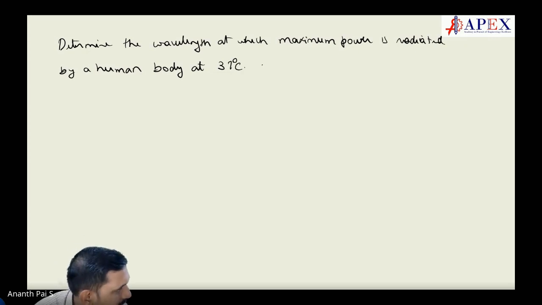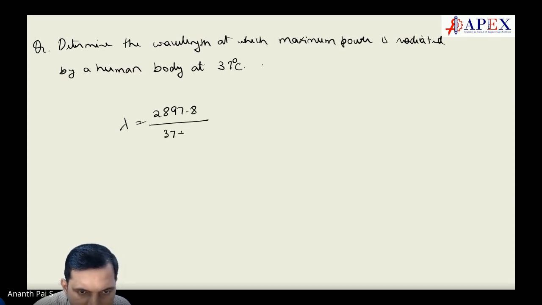37 degrees. Okay. Question. How do you say that? Lambda is equal to 2897.8 divided by 37 plus 273.15.